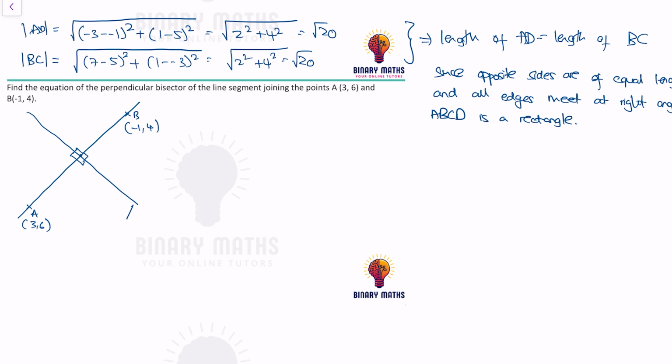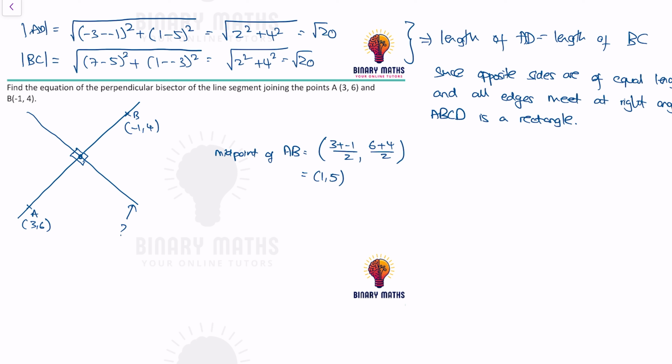Okay, so the first thing we need to do is find the midpoint of AB, because that will give us this point that this perpendicular bisector does go through. So the midpoint formula is obviously add the x coordinates together and half it. So 3 add -1 divide by 2 and add the y coordinates and then divide by 2, which gives us 1, 5. Okay, so it goes through the point 1, 5.